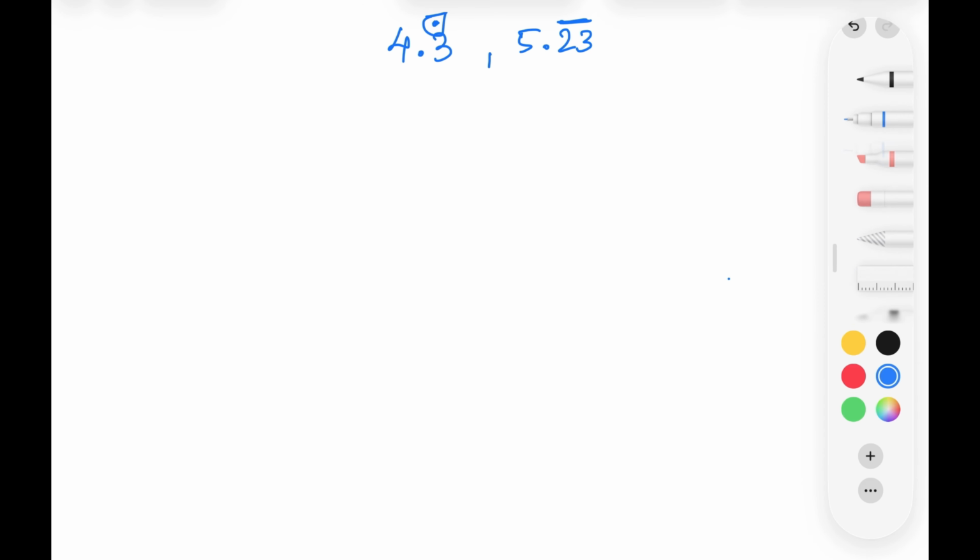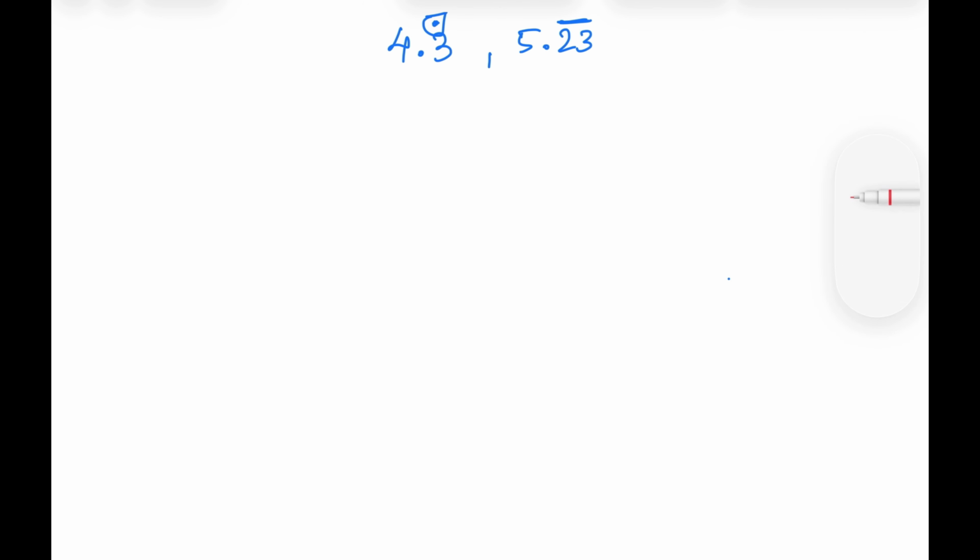Sometimes when you see a decimal number written, 4.3, there is a dot up. What does this dot mean? Sometimes you have 5.23 and there is a line up. What is the meaning of this line? Why is this line drawn, and why is this dot here? There is a reason for that. And what is the reason? The reason is these decimals are called recurring decimals.